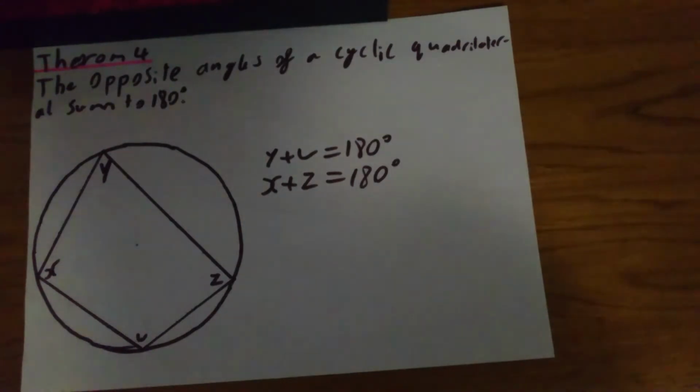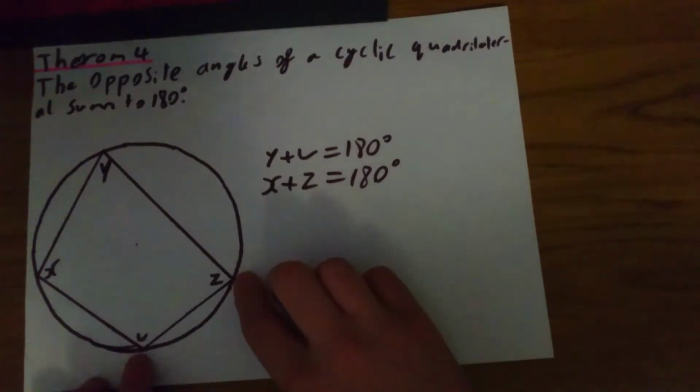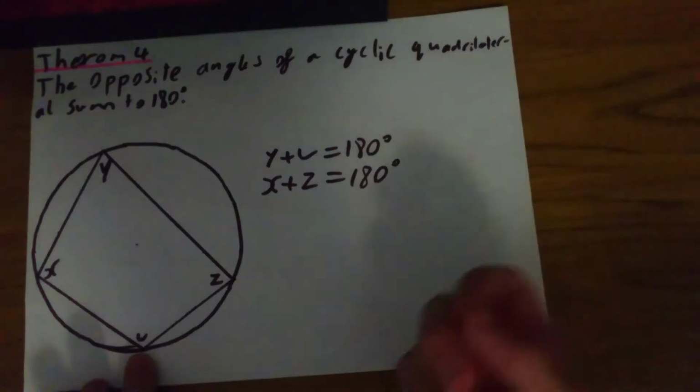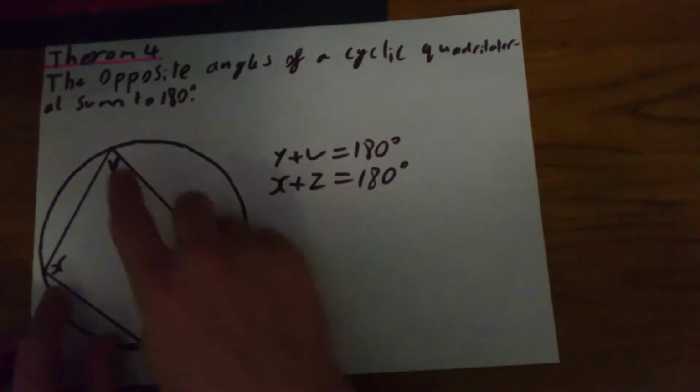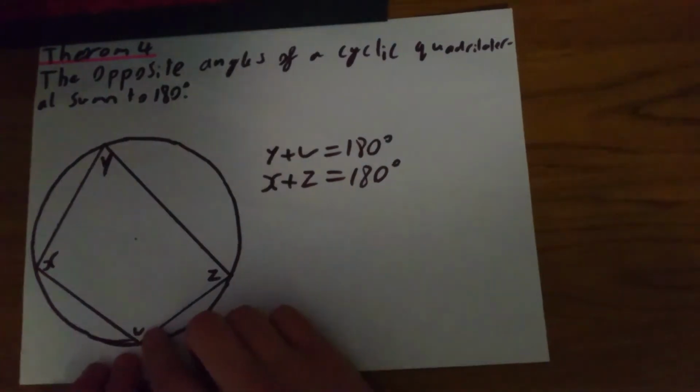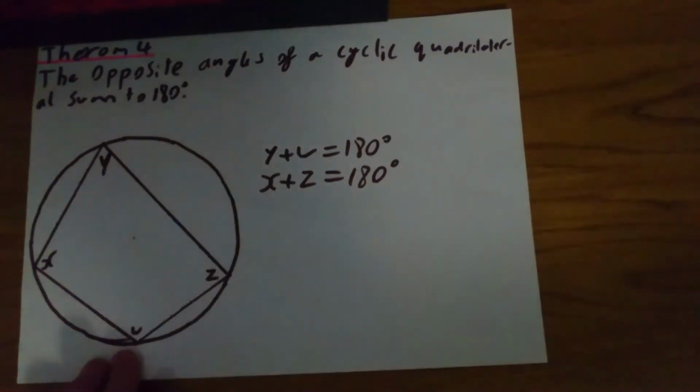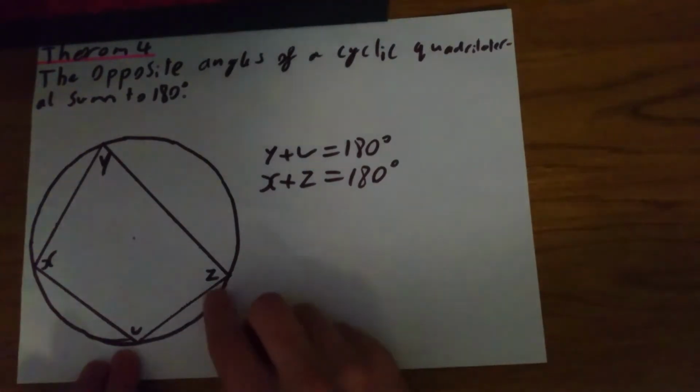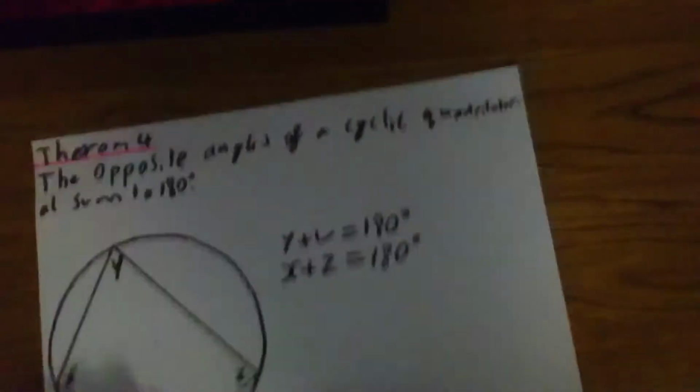The opposite angles of the quadrilateral sum to make 180. This basically means that as long as all the corners of the quadrilateral touch the side of the circle, then the opposite angles sum to make 180. So if y was 100, w would be 80, and same for z and x.